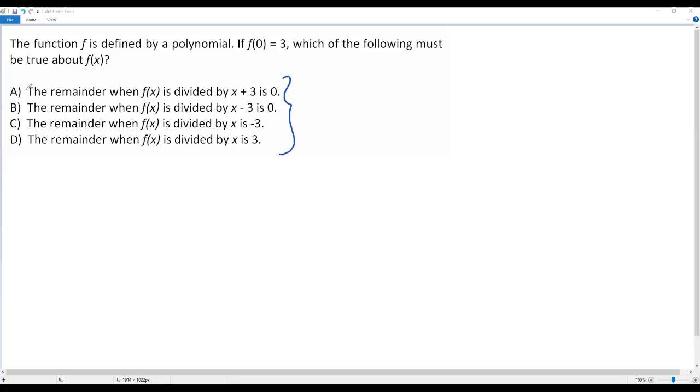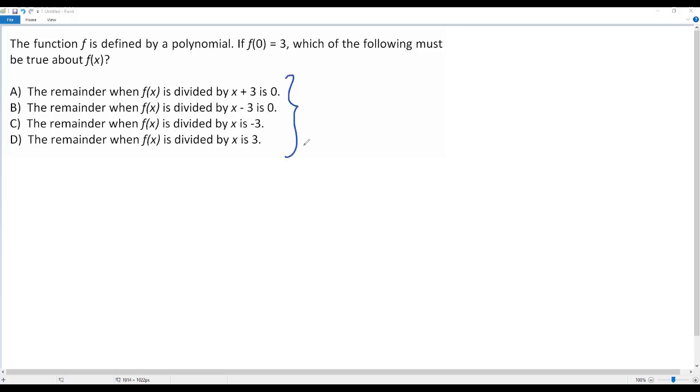Okay, the first answer choice A says the remainder when f of x is divided by x plus 3 is 0, and B says the remainder when f of x is divided by x minus 3 is 0. Okay, C says the remainder when f of x is divided by x is negative 3. D says the remainder when f of x is divided by x is 3.